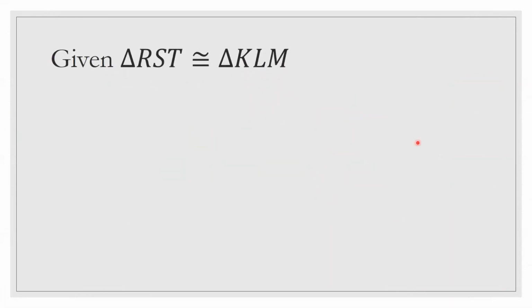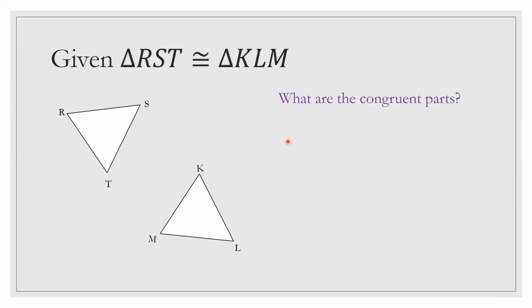Given triangle RST is congruent to triangle KLM. This is triangle RST, as you can see, and this is triangle KLM. There is a correspondence. We could say that R corresponds to K, S corresponds to L, and T corresponds to M. So there is no question what the congruent parts are.